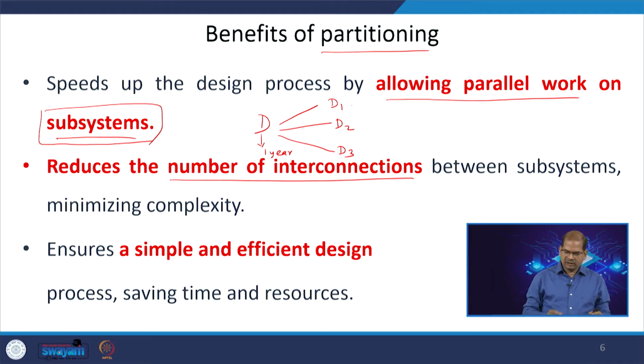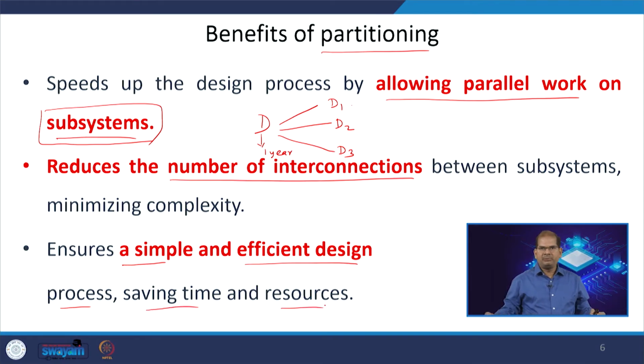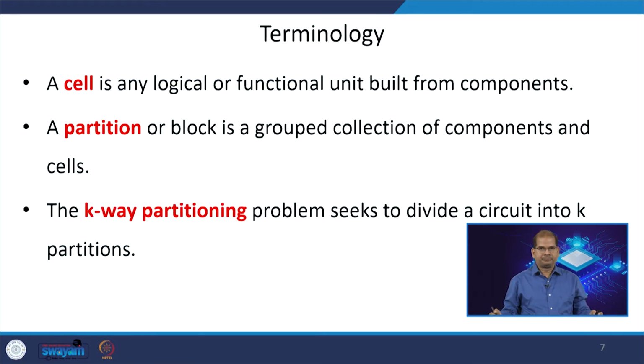So, we need to reduce the number of interconnections between the subsystems, which will minimize the complexity of the overall system. This is the second advantage of partitioning, and the third advantage is that if you have a smaller design, it is easy to optimize compared to optimizing a bigger design. So, it is a simple and efficient design process, because I have a small design, I can optimize it better and it saves time and resources. It is very beneficial whenever you have a proper partitioning of the bigger system.